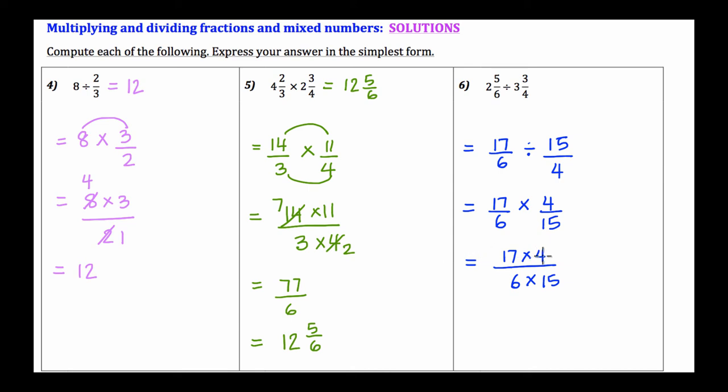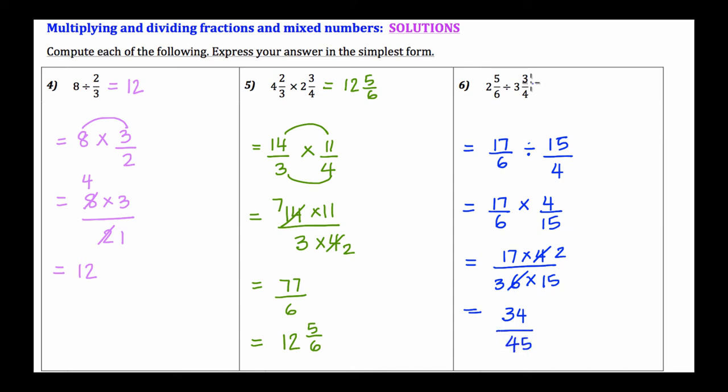Again, you can multiply and then simplify, but I prefer to simplify first. So 2 goes into 4 and 6. So 4 divided by 2 is 2 and 6 divided by 2 is 3. So you can't simplify anymore. So you do 17 times 2 is 34 and 3 times 15 is 45.